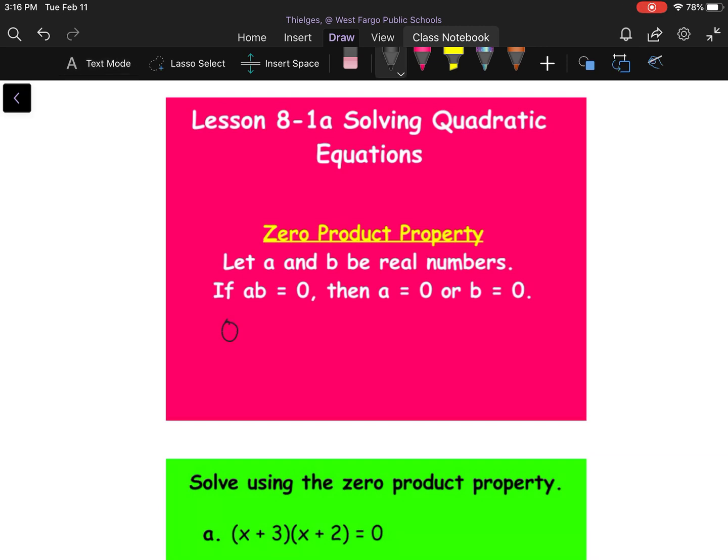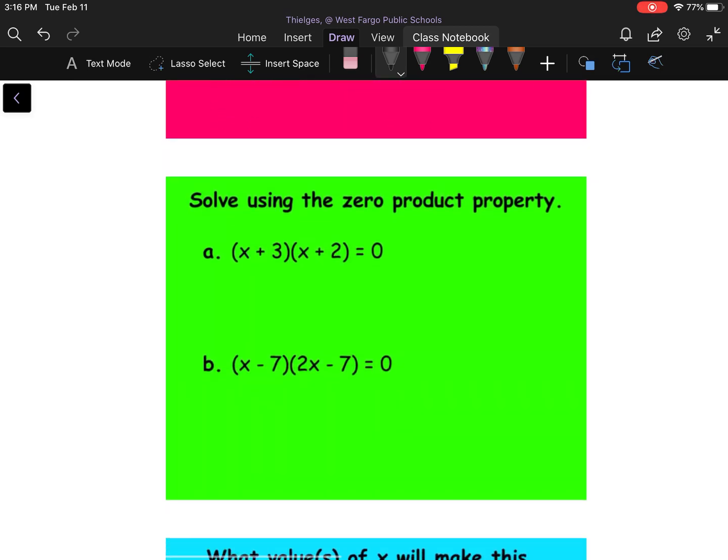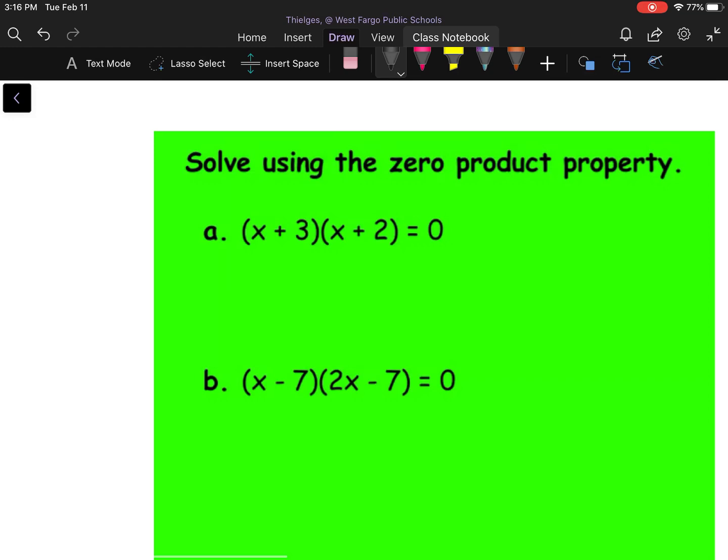So let's say I've got 0 in for A, and B is whatever number you want. You get 0. Okay, let's say now I put in a 0 for B, and A is whatever number you want. I still get 0. So the idea is if I have these factors set equal to 0, I can find answers for each of these by going like this.